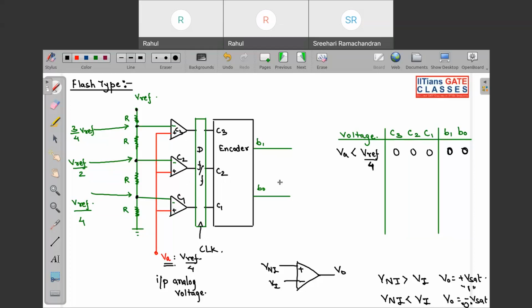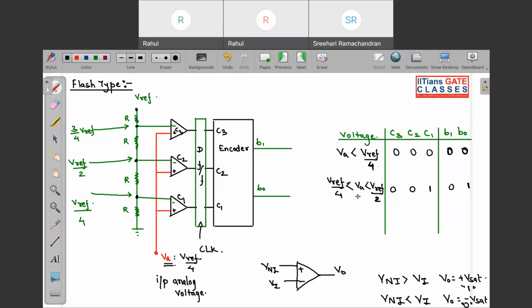Okay, encoder. Now assume VA is greater than Vref by 4 but is less than Vref by 2. So what will happen? For this comparator, the non-inverting terminal has a higher voltage because VA is greater than Vref by 4, but for the others it is less. So this will correspond to 0, 0, 1. So this will correspond to 0, 1.